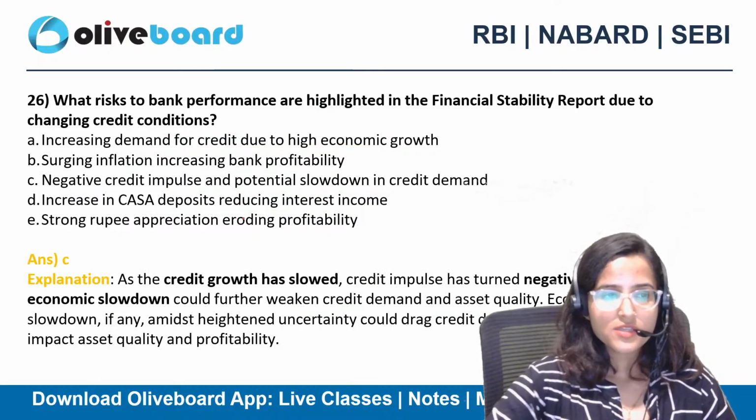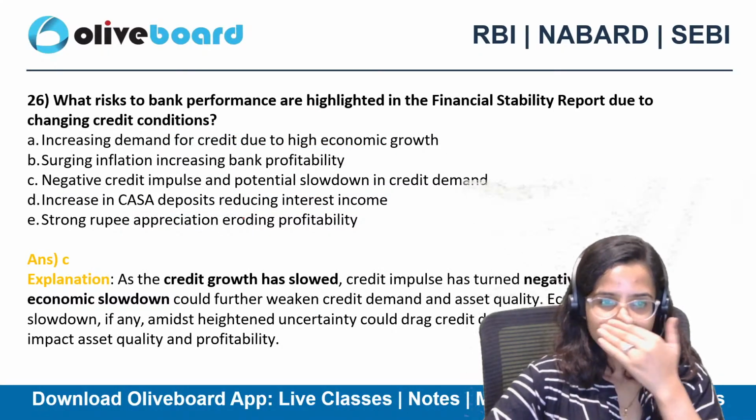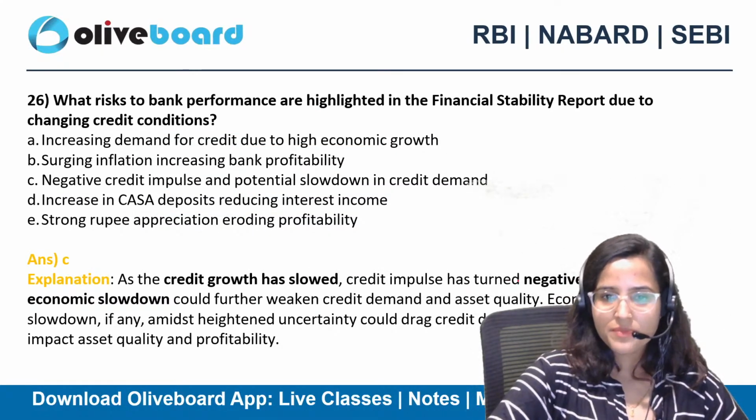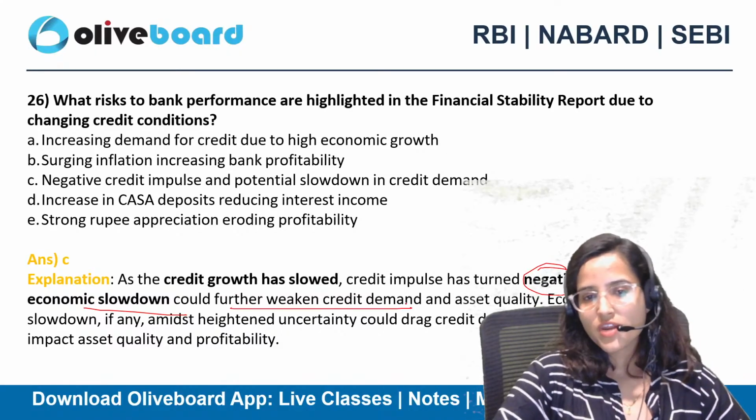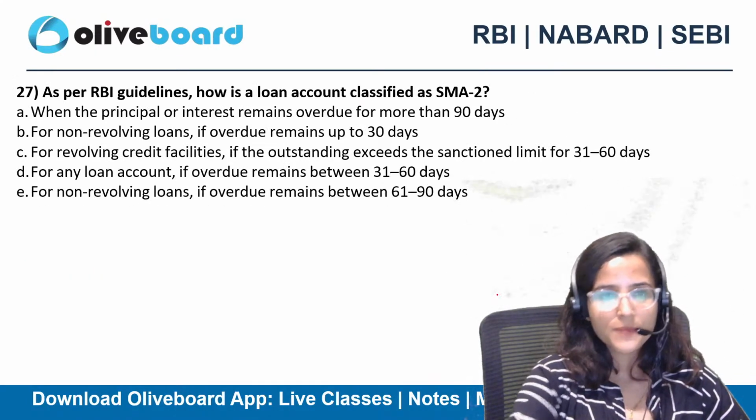26th, all of you are saying C, which is absolutely correct. So, as the credit growth has slowed, credit impulse has turned negative, and an economic slowdown could further weaken credit demand and asset quality. Okay.